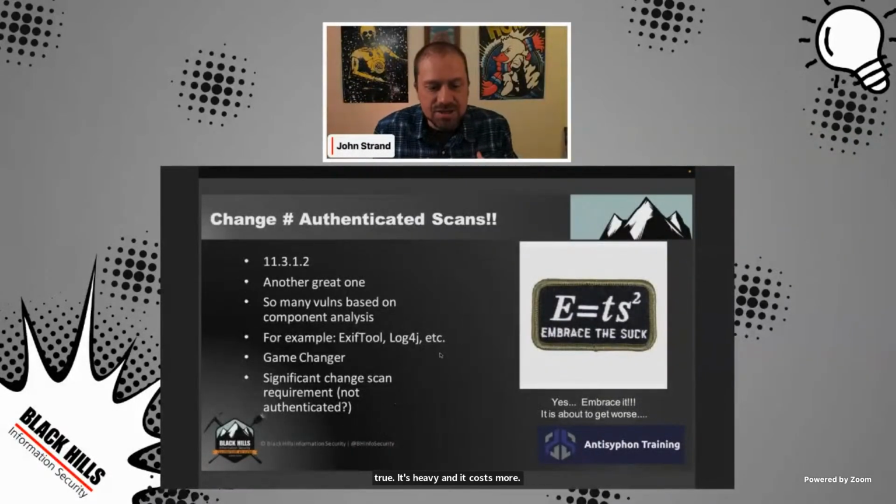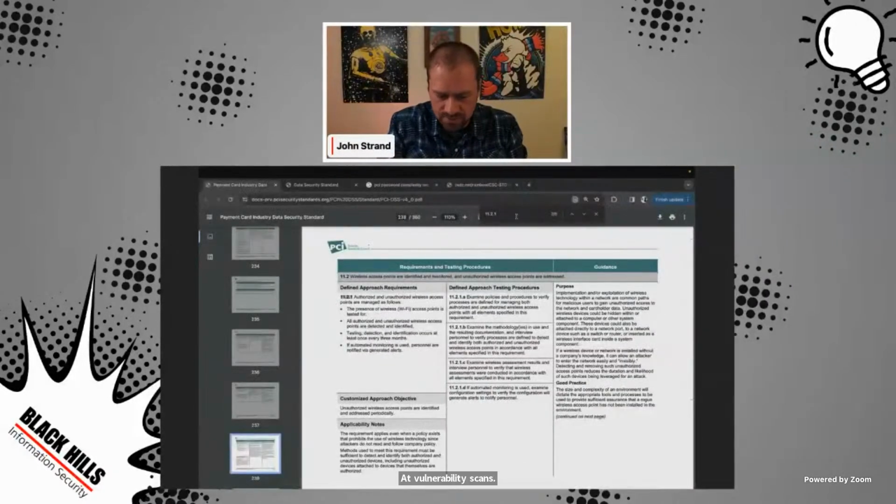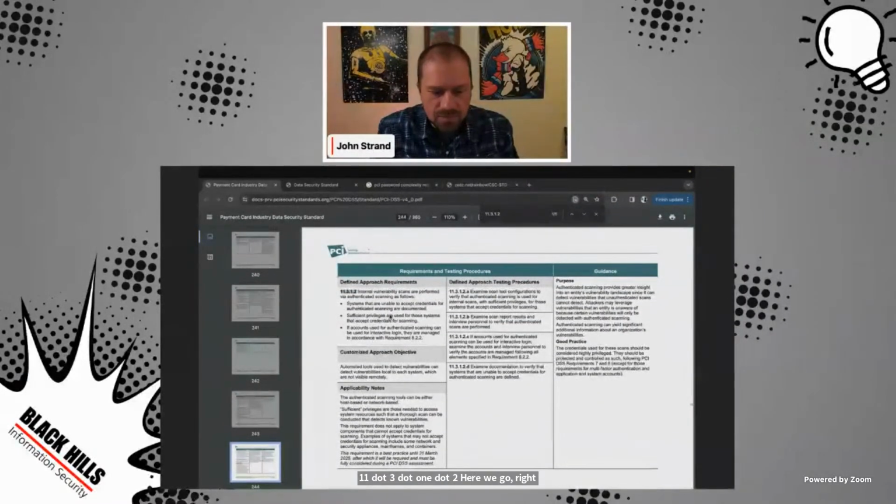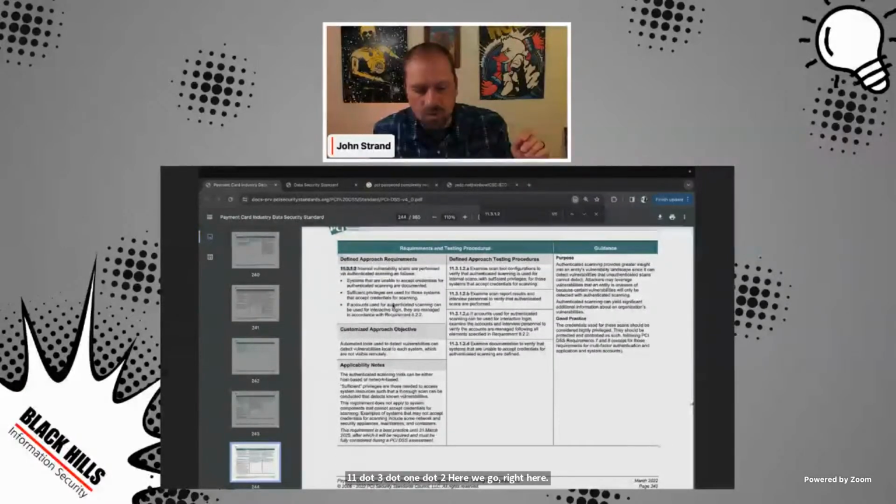All right, and change number 2, authenticated scans. This is great. I really, really love this one because it's starting to change the way that we look at vulnerability scans. 11.3.1.2, here we go, right here. These need to be authenticated for internal systems.